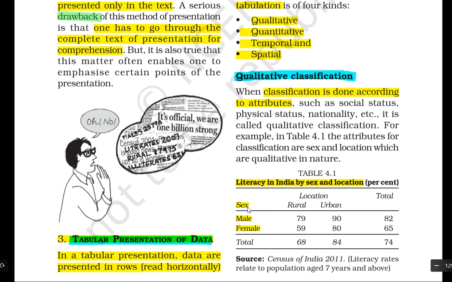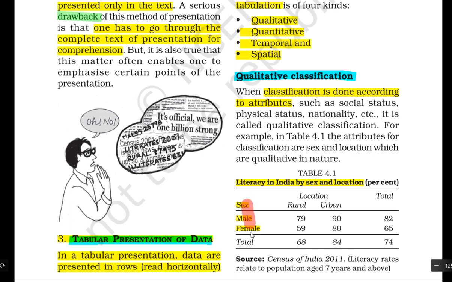So what you find here in rows, male and female is written, not a number. Generally, you see class intervals written in a table, but here class intervals or any numbers are not written. But the quality of a human is written, whether it is male or female. So that's why it is called qualitative classification, because the whole human population is classified into two, male and female, and male and female is not a quantity, but a quality of people.